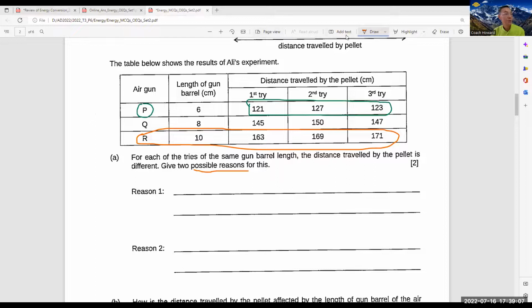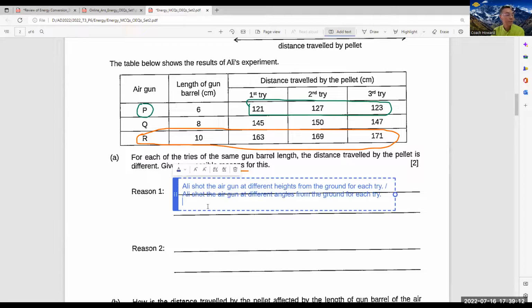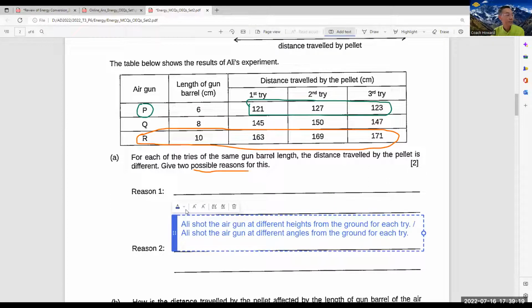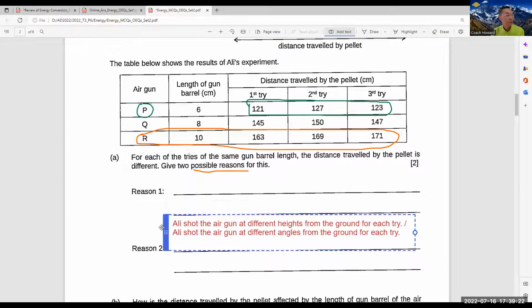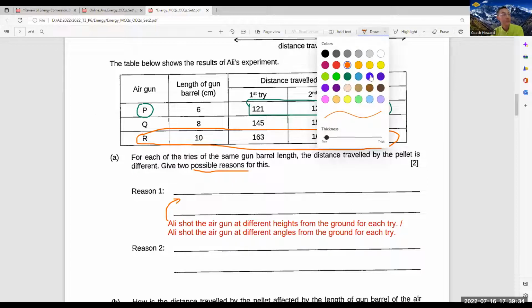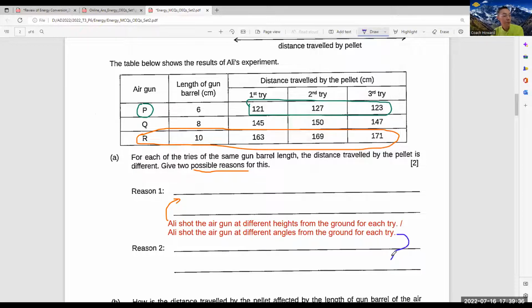Either number 1, I put it here. Okay, reason number 1, I combine everything together. You just put it inside. Okay, there are 2 reasons. So reason number 1, Ali shot the air gun at different height from the ground for each try. Reason number 2, you can put here. Ali shot the gun at different angle from the ground for each try.